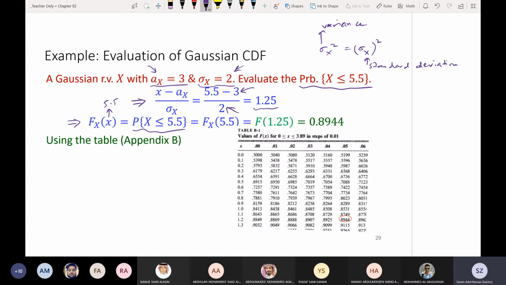صح؟ Which is equal to F. This is not Fx, this is F, which is the CDF of the normalized distribution evaluated at 1.25. من وين جبنا ال 1.25؟ From here. We took x, subtract from it the average, which is 3, divided by the standard deviation, which is 2. We get 1.25. Now we go to the table and find F of 1.25. This will give me Fx of 5.5.